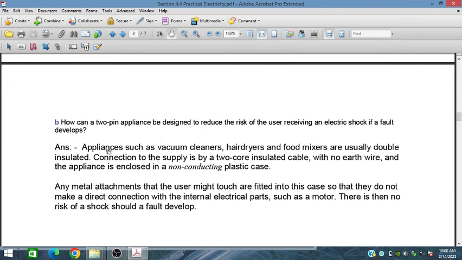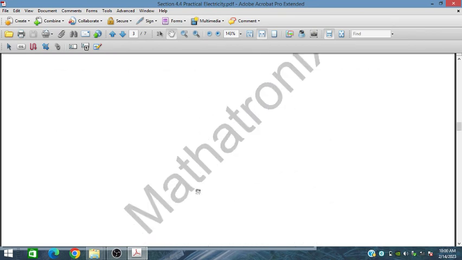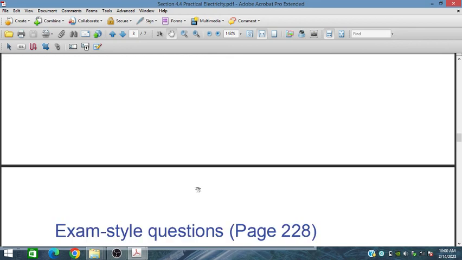But here we have double insulation. Usually double insulation gives this kind of protection even if the equipment is not properly earthed.